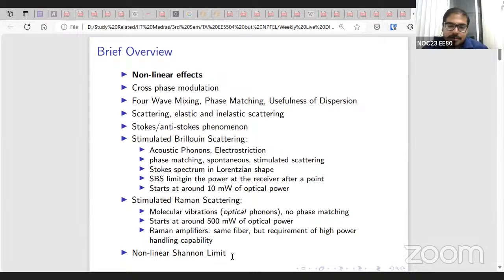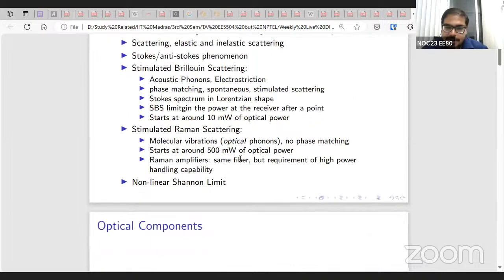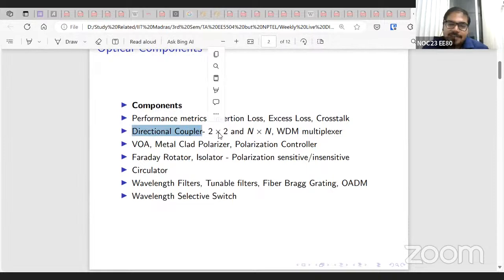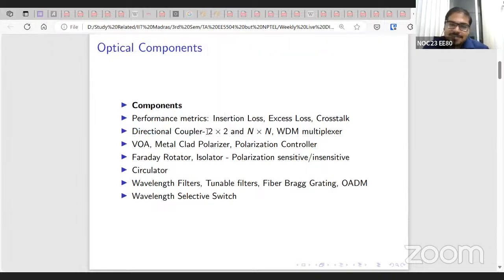So with this, we closed our discussion on nonlinear effects and went on to discuss different optical components that we commonly encounter and some of the performance metrics that you keep seeing again and again. We started our discussion with the directional coupler, which is a very ubiquitous component you'll keep seeing again and again. And next week, we are discussing coherent communication. There you'll be using this 2x2 directional coupler.